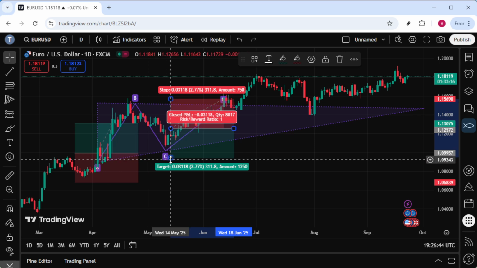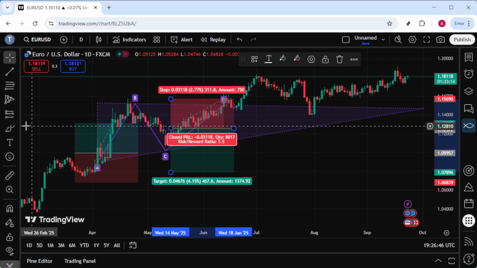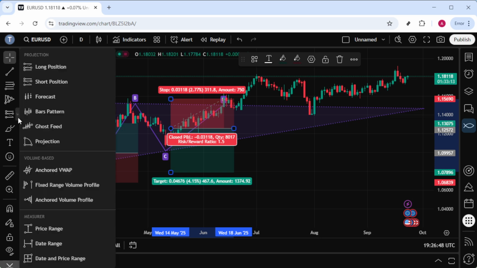Switching gears, we have geometric shapes. Using shapes like rectangles or ellipses allows you to highlight areas of interest or consolidation zones on your charts. By doing this, you can quickly recall significant price levels and zones that might warrant further analysis in the future.